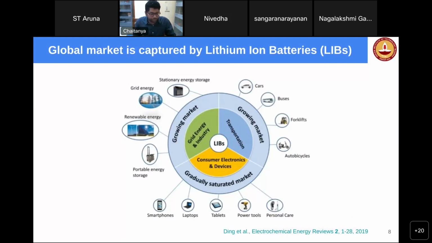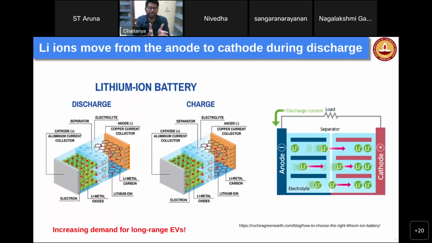However, it is not the case that lithium ion batteries do not have any problems. First, we will see the working principle. The simple working principle of the lithium ion battery is as follows: like any other battery, it has a cathode as well as an anode.